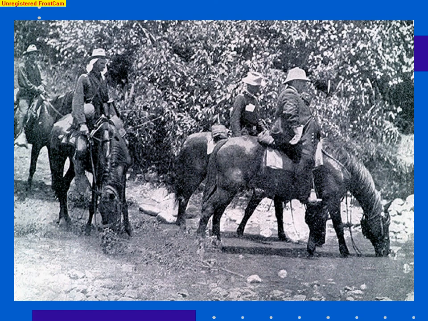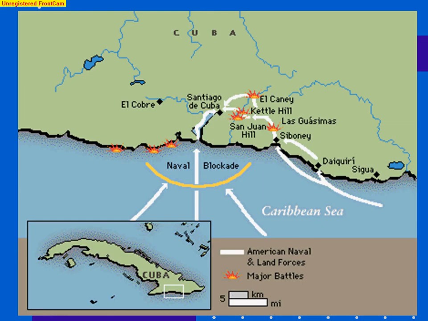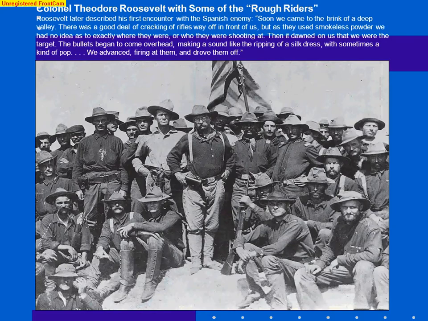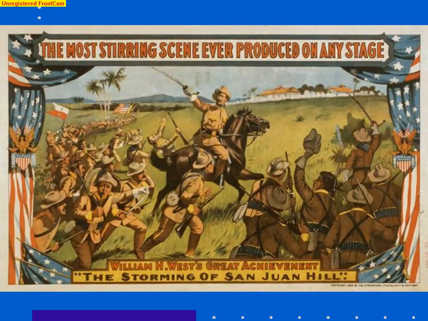Here is General Shafter, my favorite guy because he is so large and in charge on his horse. Here is the battle plan in Cuba during the Spanish-American War, a very small area of operations. Here you see the troop movement from Tampa down to Cuba. Here you see Teddy Roosevelt with his Rough Riders. And the yellow journalism of the day depicting Teddy Roosevelt very gallantly charging and leading his men up San Juan Hill.